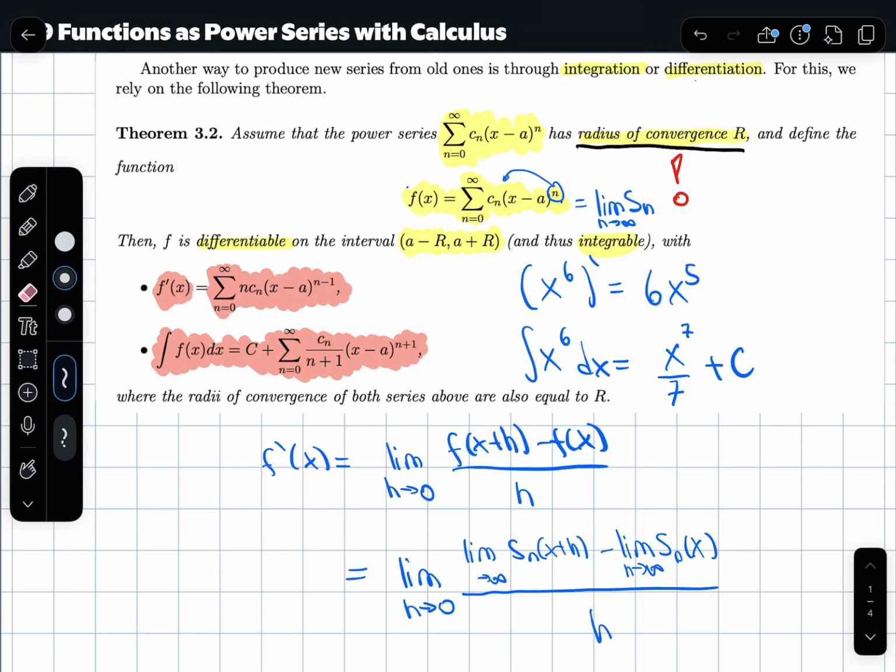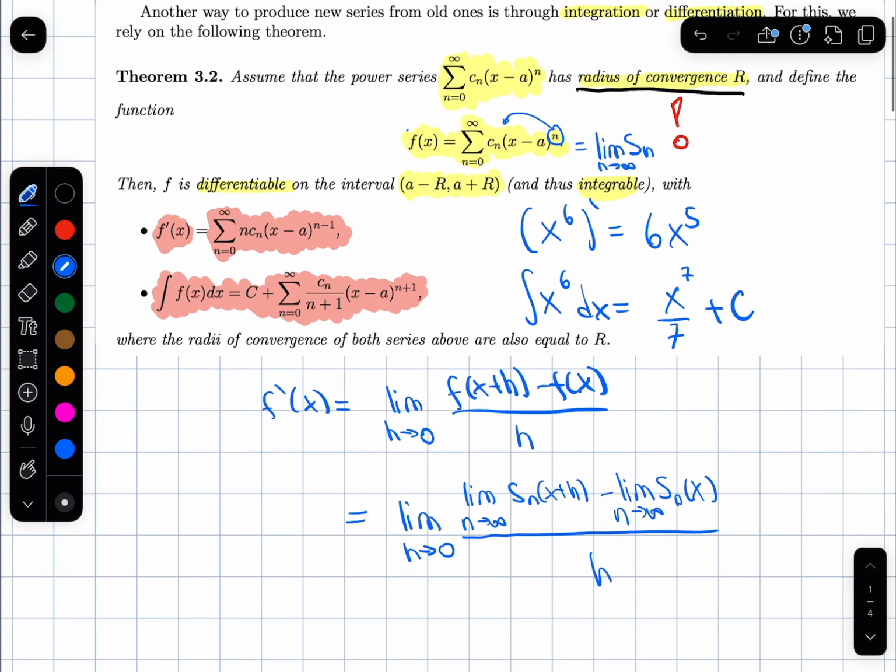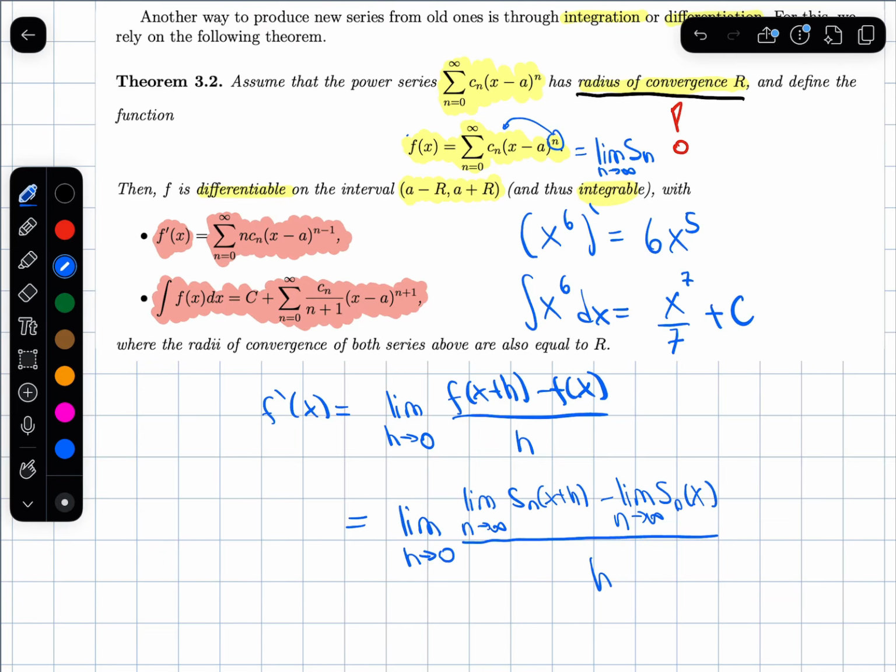But the point here is that we're just playing with limits, one limit after the other. Everything is fine. So there's no really big idea going on. It's just a limit and another limit. There's a limit of h, a limit of n.